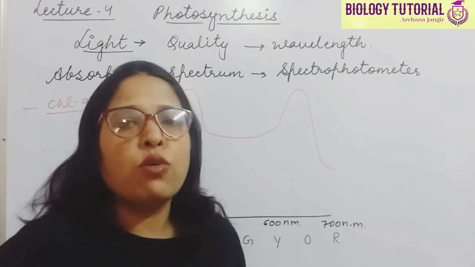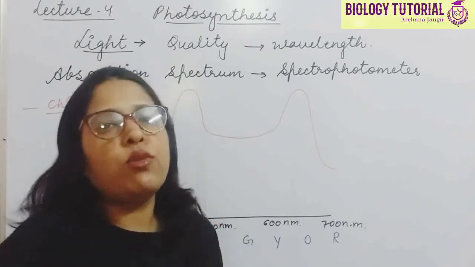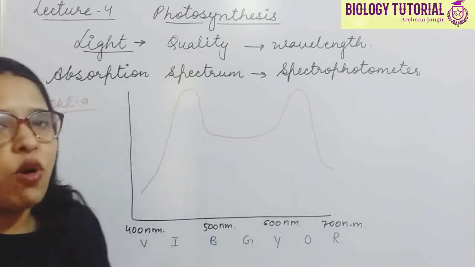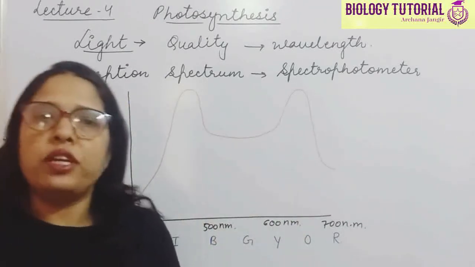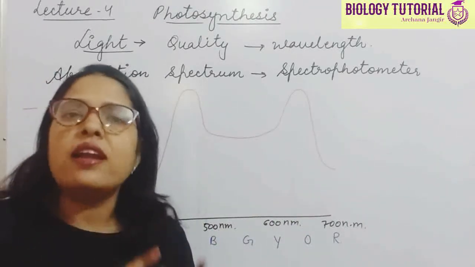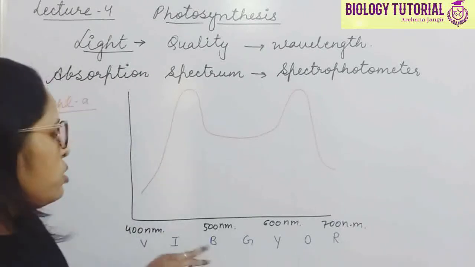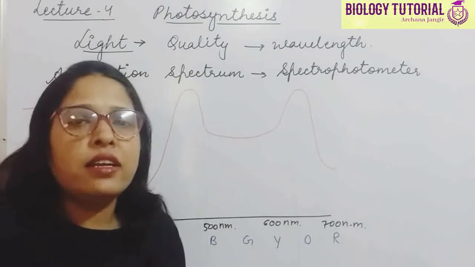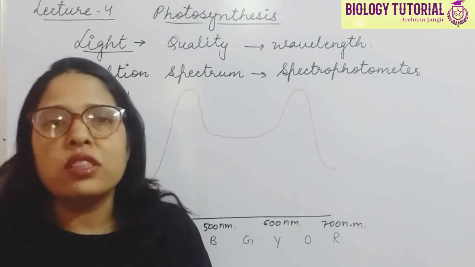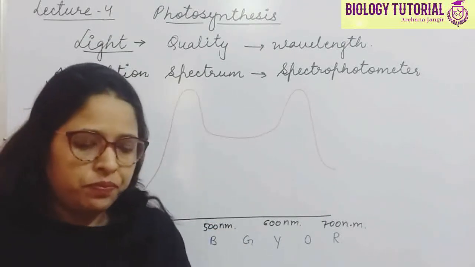It means we can conclude that the chlorophyll A molecule is going to absorb light from 500 nanometer to 700 nanometers. Now, 500 nanometer and 700 nanometer: this is blue colored light and this is red colored light. And in this light, the rate of photosynthesis is maximum.